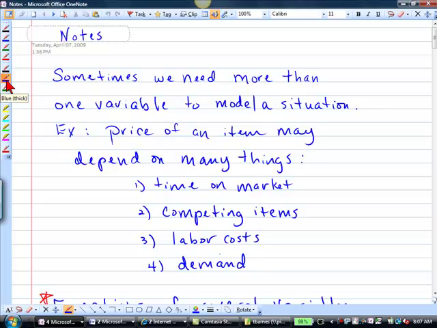So this example says the price of an item might depend on a lot of things. You might have to look at the time that it's been on the market. What are the competing items? What are the labor costs? What are the demands? So there might be several things that would affect the price of an item and what you would need to charge for an item.